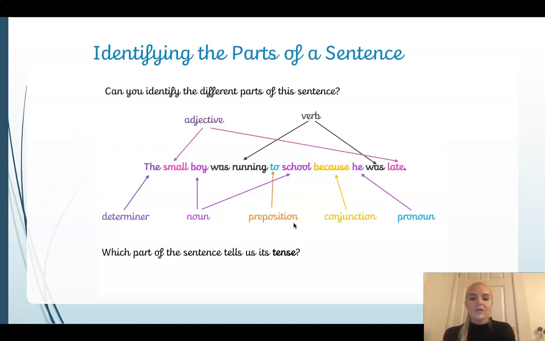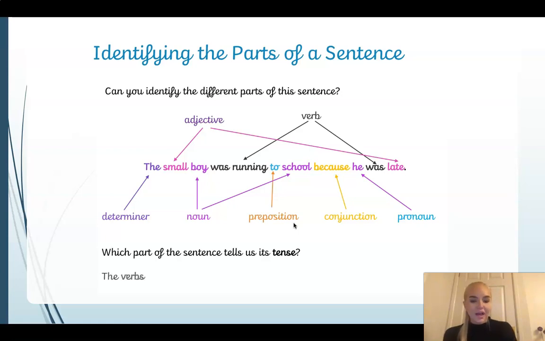If we want to know whether it's in past, present, or future tense, what types of words do we look for? Do we look at the adjectives? Do we look at the nouns? Do we look at the verbs? Do we look at the conjunctions? Pause the video and see, how do I know what tense this is in? Pause the video and have a think, please.